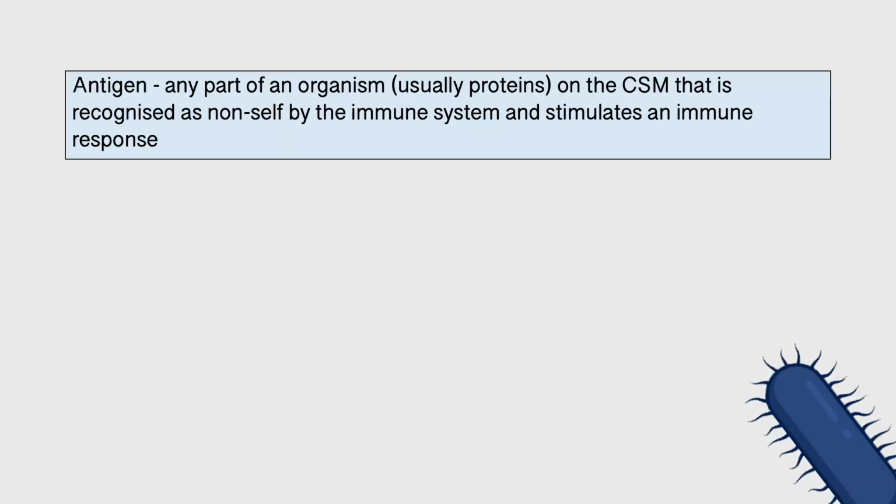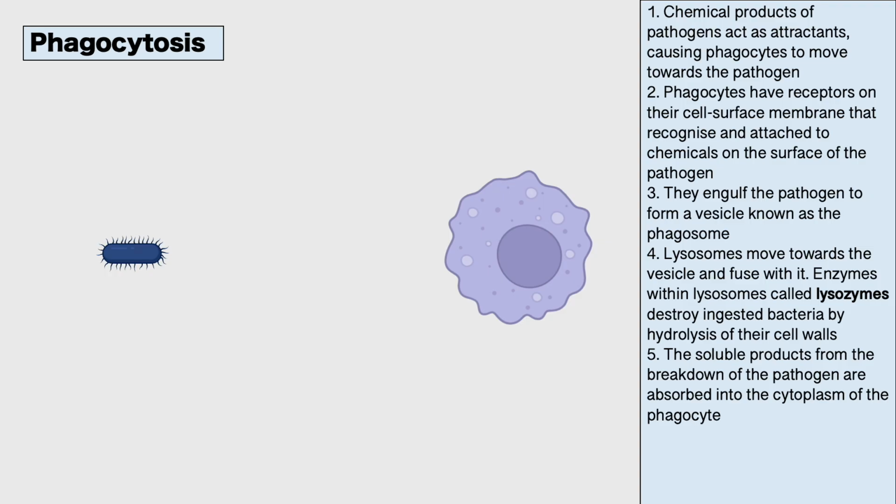An antigen is any part of an organism, usually proteins on the cell surface membrane, that is recognised as non-self by the immune system and stimulates an immune response. The initial immune response stimulated is phagocytosis.